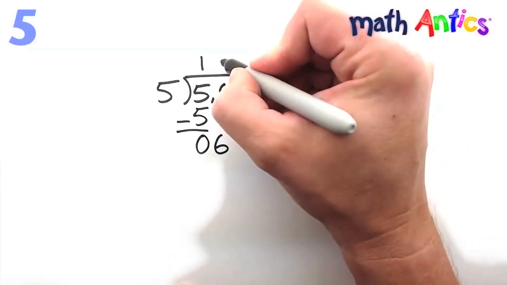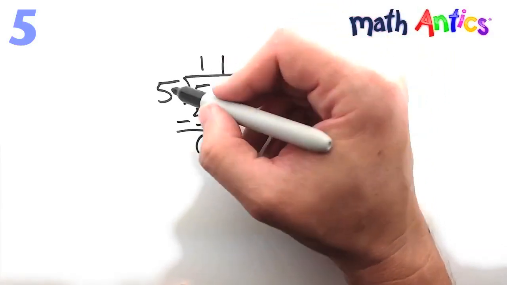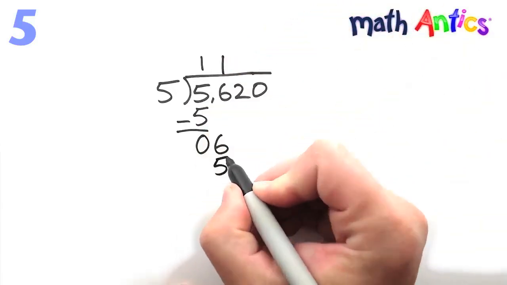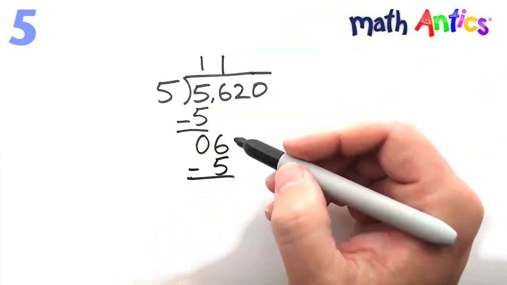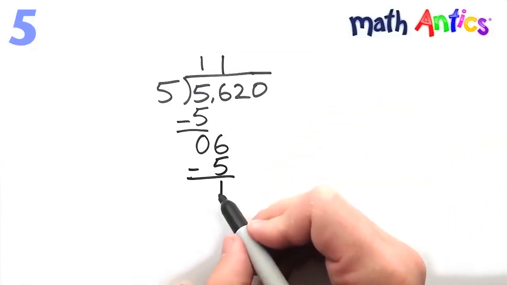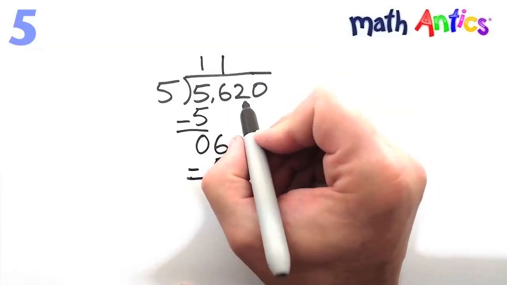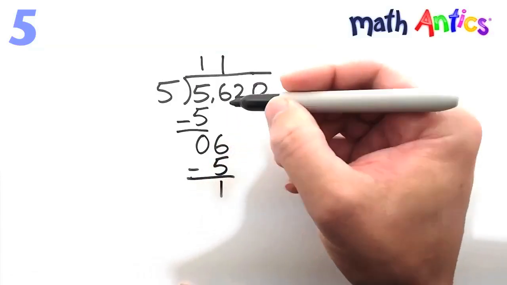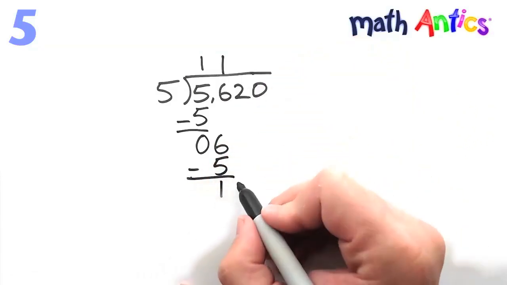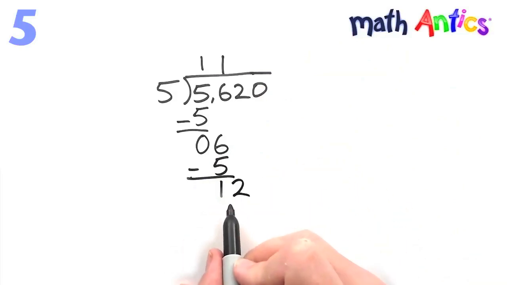Well, it takes 1 5 to make 6. So we put that in the answer line. 1 times 5 is 5. Put that underneath the 6. Subtract it. 6 minus 5 equals 1. So we have a remainder of 1. And we move on to the next digit. Our next division step is this 2. We bring a copy of that 2 down to combine with our 1 that we had as a remainder from the previous step.